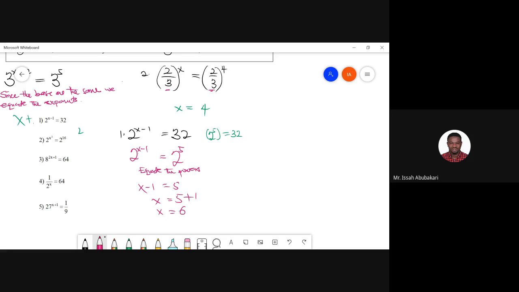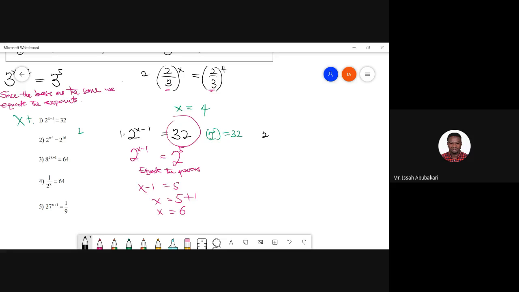Right. So the trick here is you just change 32 to have the same base as the left one. Please, is that okay? You just change the 32 to have the same base as the left one. That's what all this is about. Now let's look at question 2.